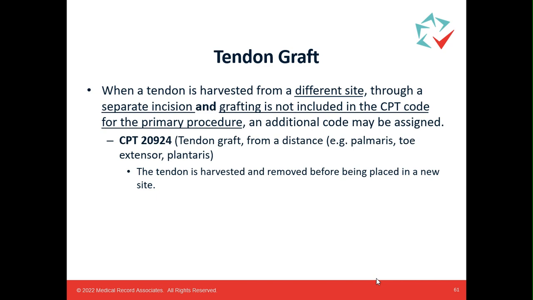Our example here is CPT 20924, which is tendon graft from a distance. For this code, you're going to see that the tendon is being harvested and removed from one place before being placed in a new site. So this code is not for harvest of a local tendon acquired from the same incision or a counter incision or an accessory incision, such as you may see being performed during a wrist arthroplasty procedure. As the code descriptor for 20924 states, it must be from a distance. So just make sure that your criteria is met, watch those CCI edits, and make sure you're capturing these additionally when required.